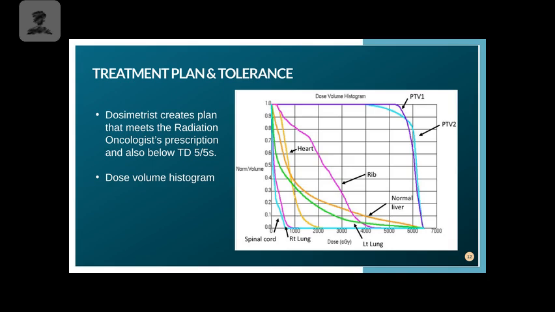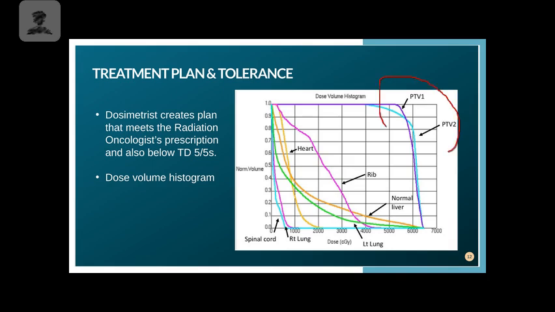Our dosimetrist is going to create a plan based on what we are trying to expose, or trying to treat. The radiation oncologist's prescription and also the TD55s, they're going to try to match that or less if possible. We want to make sure we do as little radiation to those organs as we can. So once it's finished with its treatment plan, it's going to outline all of this in this dose volume histogram.